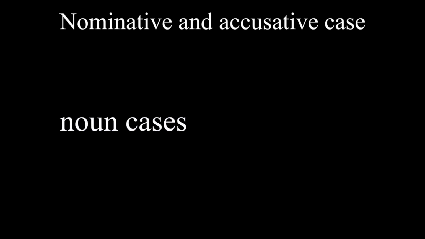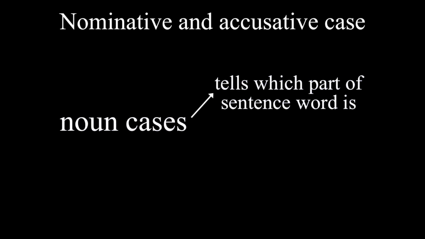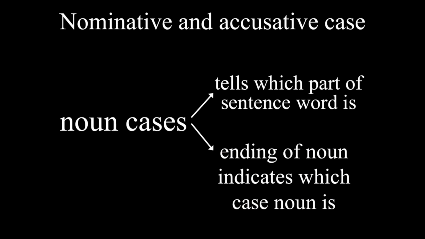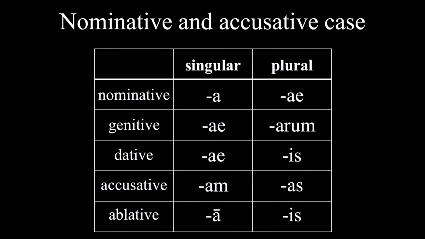In this video we're going to learn about the nominative and accusative cases for nouns. Noun cases are used to tell what part of a sentence a word is, such as a subject or direct object, and we can tell what case a noun is by the ending on it. So, as we learned before, first declension will have an A in the nominative singular, an AE in the nominative plural, and accusatives will have an AM in the singular and an AS in the plural. Those are the ones we're going to focus on today.